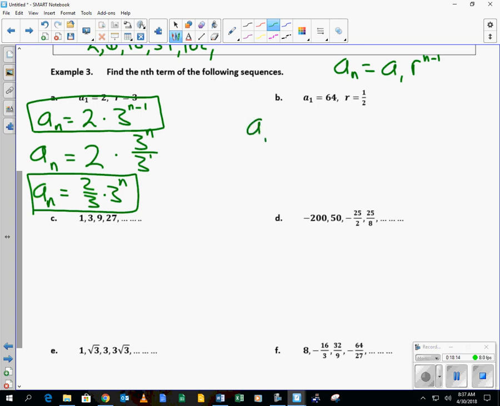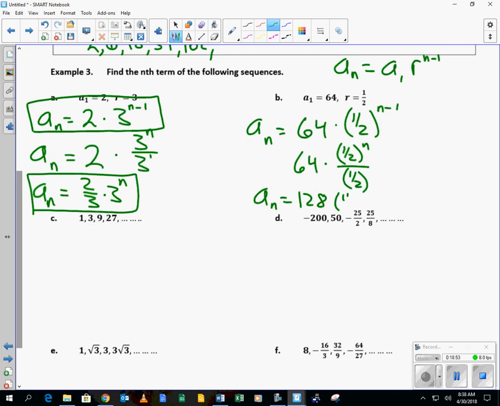So this one I have a sub n is equal to 64 times 1/2 to the n minus 1. I'll write it without the n minus 1. I'll write it with the n. 64 times 1/2 to the n divided by what? A half. Well, dividing by a half is the same as multiplying by 2. So we have a sub n is equal to 128 times 1/2 to the nth power.